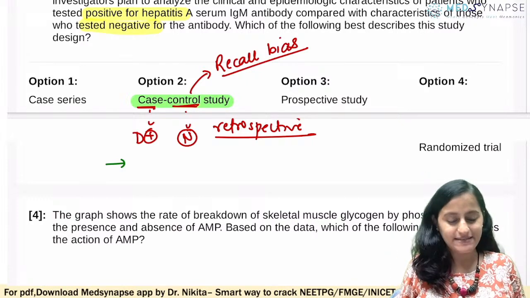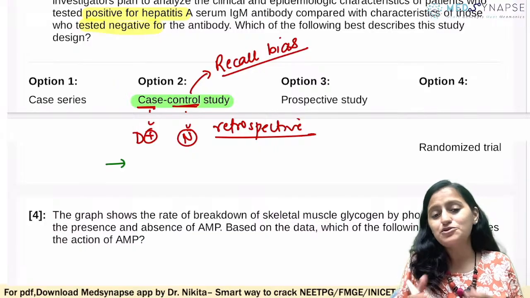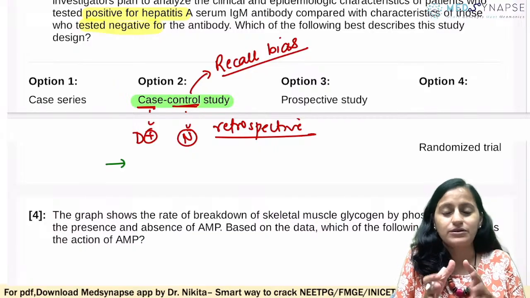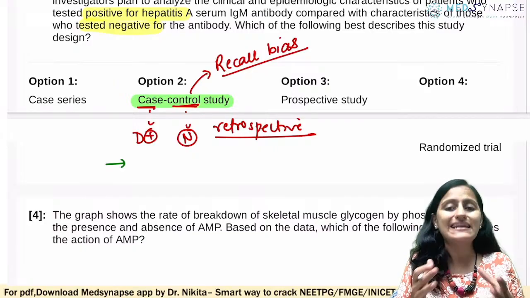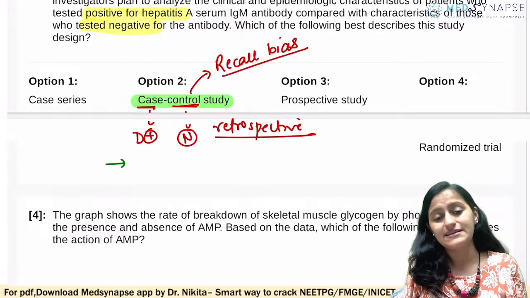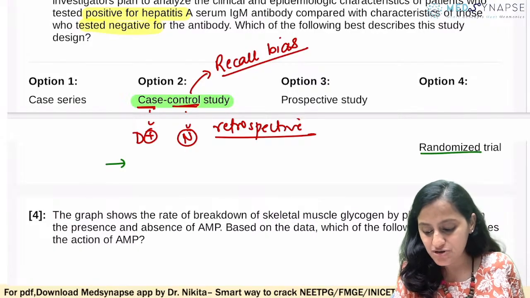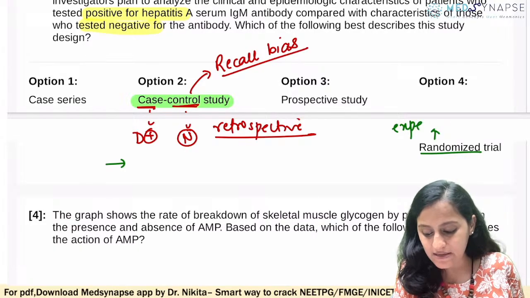False. Very correct. It is not an experiment, right? You are not doing anything on your own. You are just trying to do the analysis. It is an analytical study. It's not experimental. A randomized trial is where you are doing experimentation.